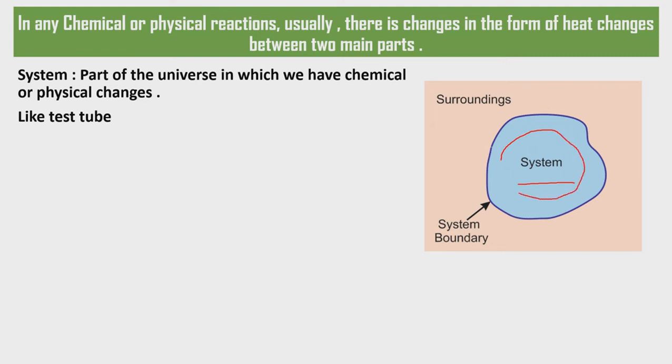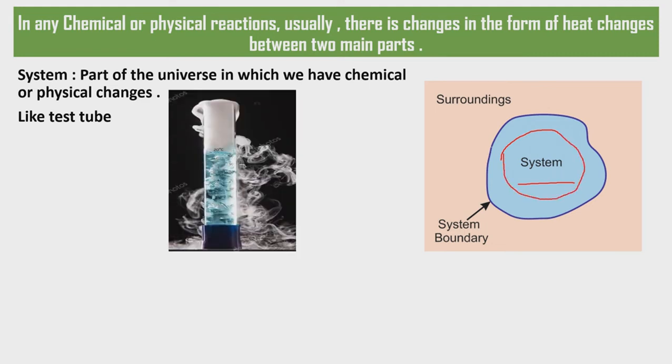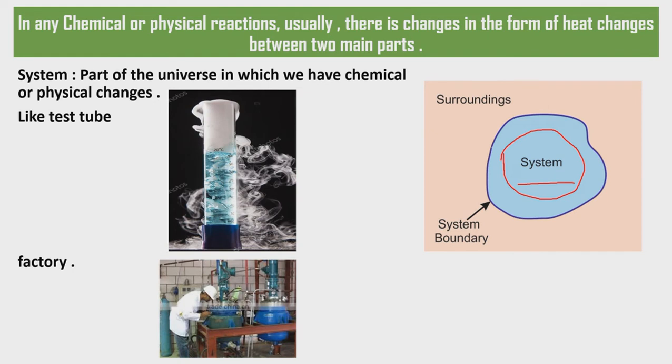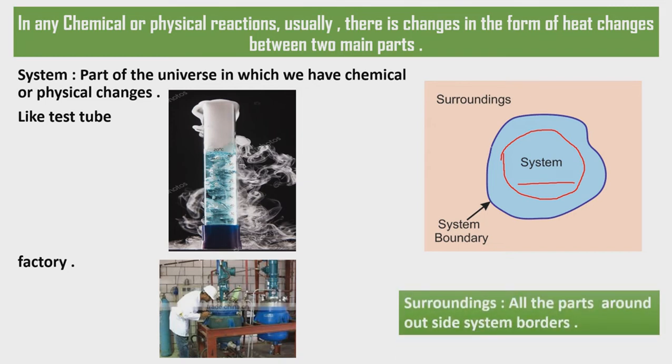For example, a test tube inside the lab is the best example for a chemical reaction. The second one, of course, is the factory. In a factory, we will have change in energy inside the system. The system will lose energy to the surroundings or accept energy from the surroundings. The surroundings is everything around the system, outside the system borders. So now we know the definition of system and the definition of surroundings.